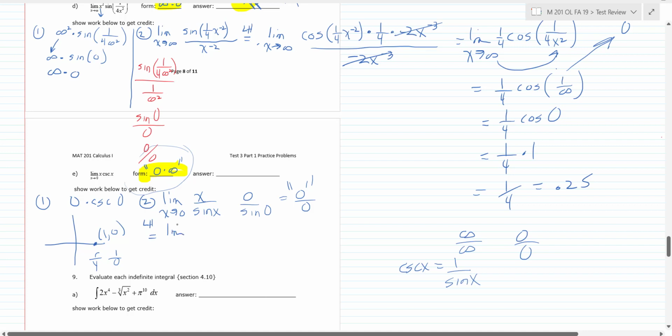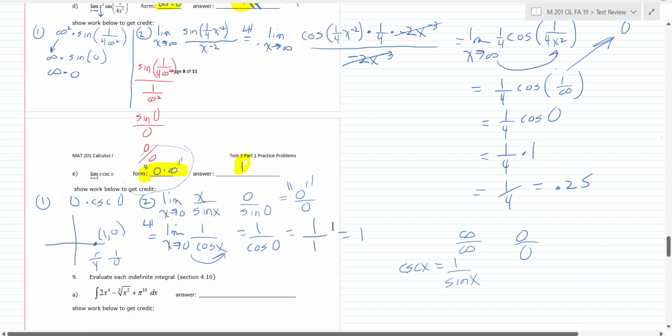Derivative of top, derivative of bottom. This will be a real simple problem. Derivative of x is 1. Derivative of sine is cosine of x. Plug in the 0, you get 1 over cosine of 0. And again, we know cosine of 0 is 1. So we get 1 as the answer to the problem.